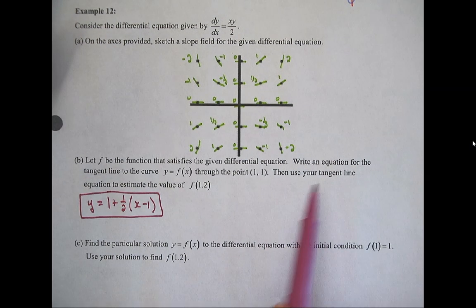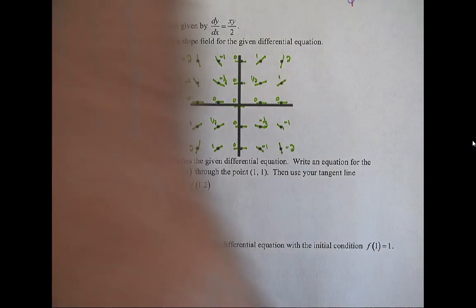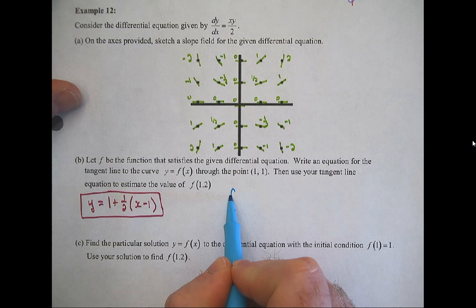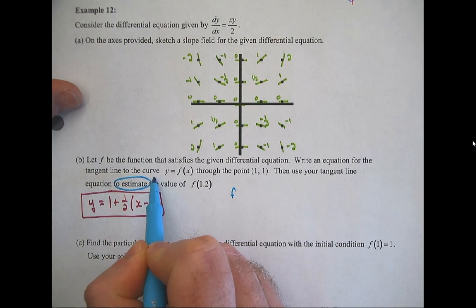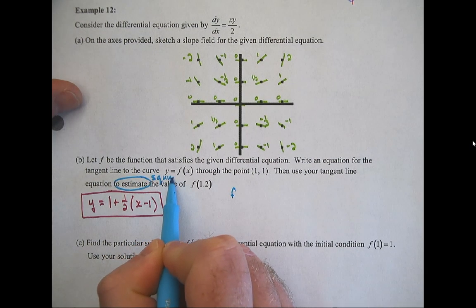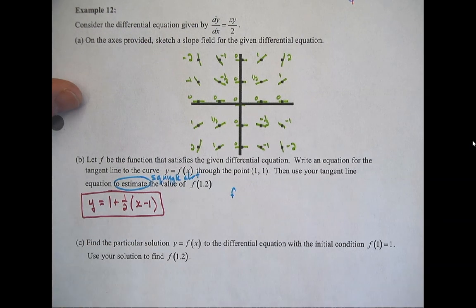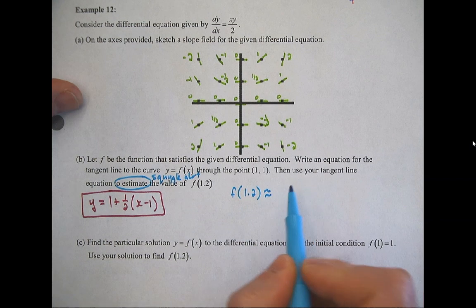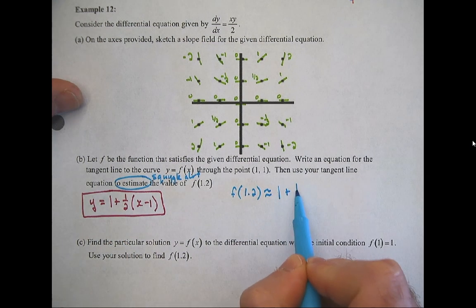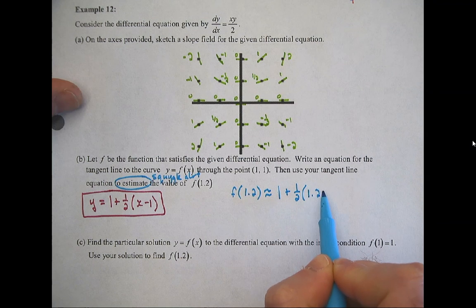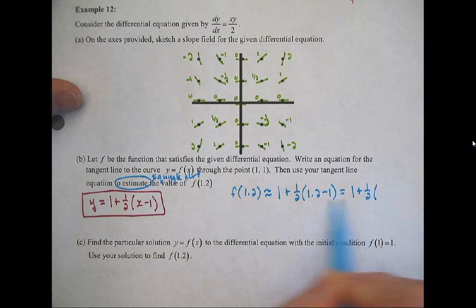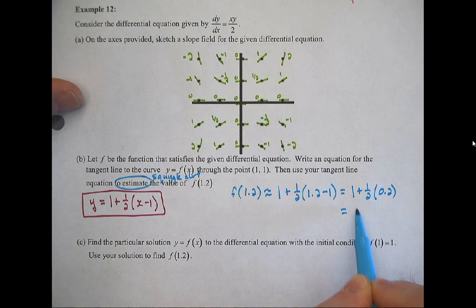Then they want us to use the tangent line to make an approximation. So we're going to do one of those tangent line approximations that we did a couple units ago. Remember, anytime you see estimate or approximation, you are on squiggle alert. So I'm going to have some squiggles here. f of 1.2 is approximately, and I'm going to use the tangent line as an estimator: 1 plus 1/2 times (1.2 minus 1). 1.2 minus 1 is 0.2. Half of 0.2 is 0.1. 1 plus 0.1 is 1.1.